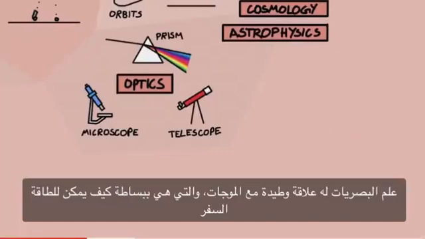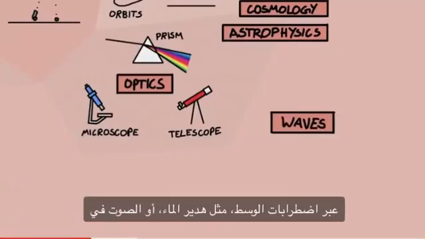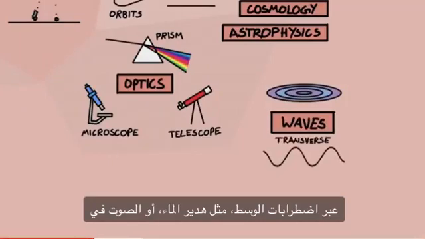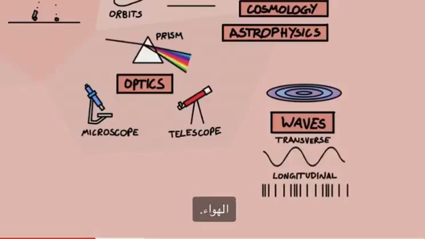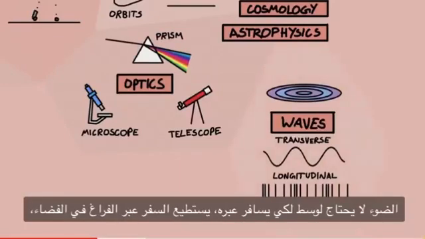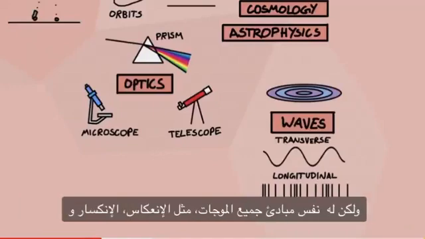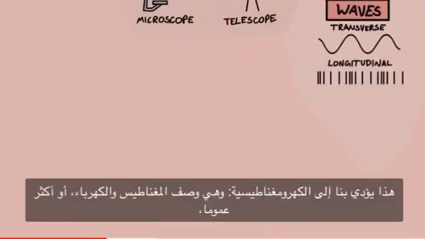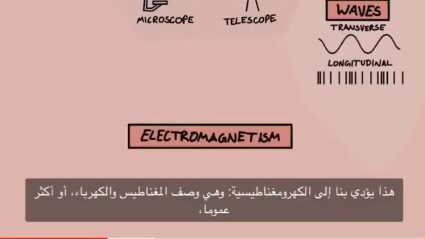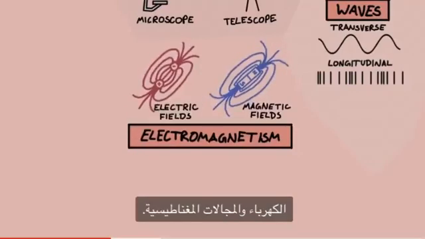Optics is closely related to the theory of waves, which is basically how energy can travel through disturbances of a medium, like ripples on the surface of a pond or sound through the air. Light doesn't need a medium to travel through. It can travel through the vacuum of space, but it still follows the same principles as all waves, namely reflection, refraction and diffraction. This leads us to electromagnetism, the description of magnets, electricity, or more generally, electric and magnetic fields.